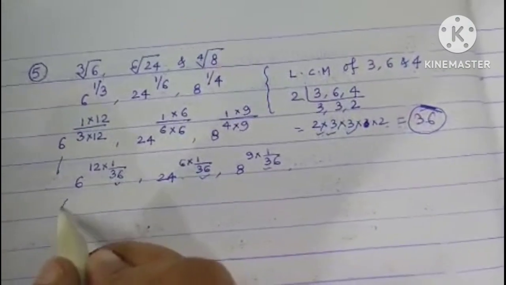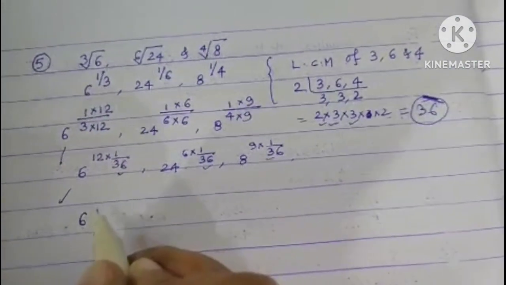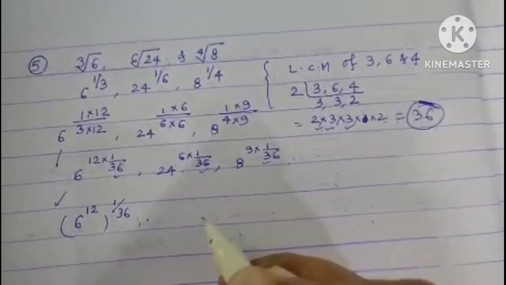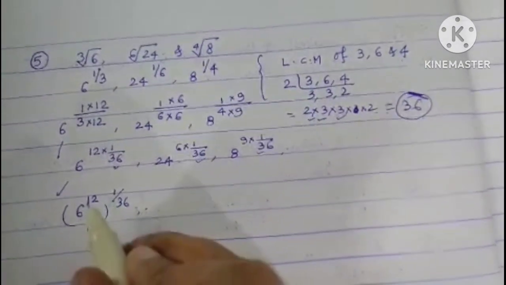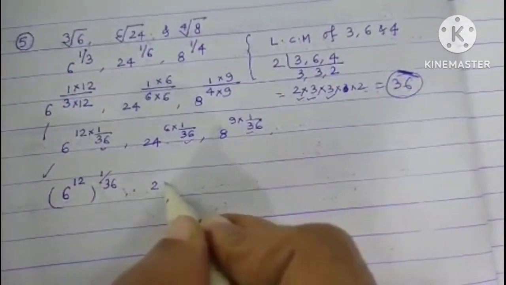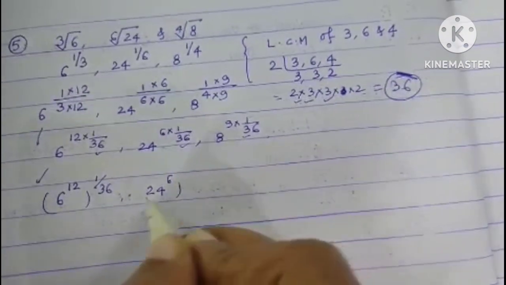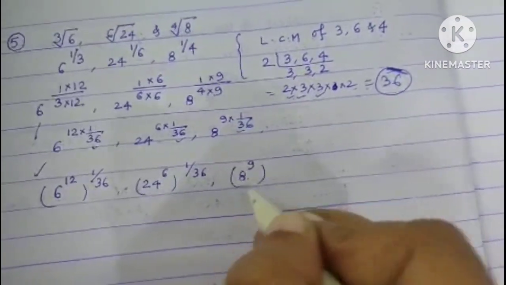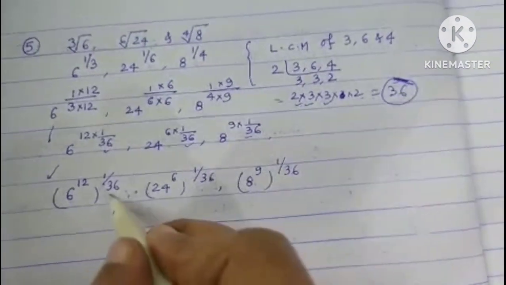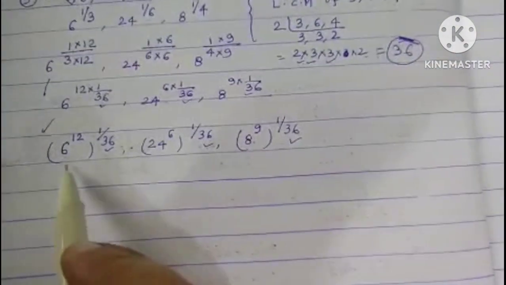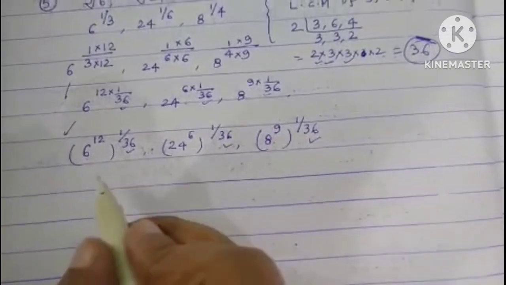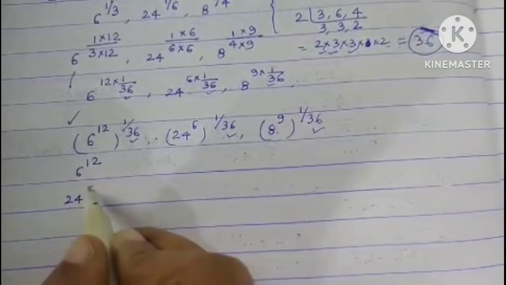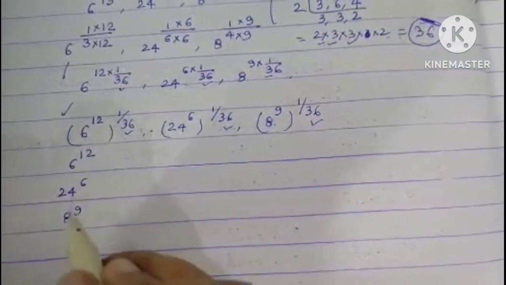Okay, now you will apply this law also. 6 to the power 12 to the power 1 by 36, we can write it. Okay, a to the power pq is equal to a to the power p to the power q. Now this one, 24 to the power 6, to the power 1 by 36. Okay, this one, 8 to the power 9, to the power 1 by 36. Now the exponents have become equal. Now if you compare these three numbers, then you will get the answer. So let's compare these three numbers: 6 to the power 12, 24 to the power 6 and 8 to the power 9. Which of these is smaller?